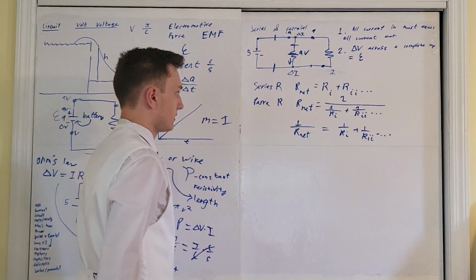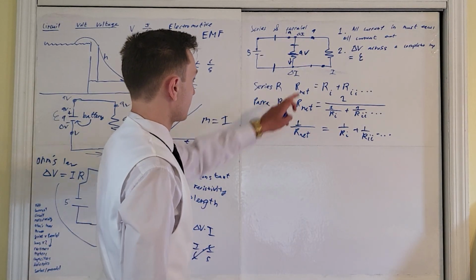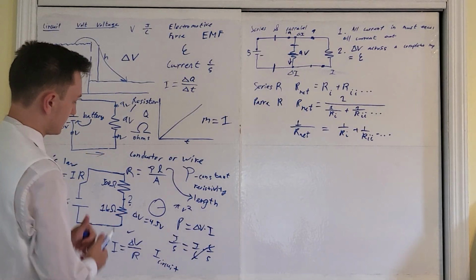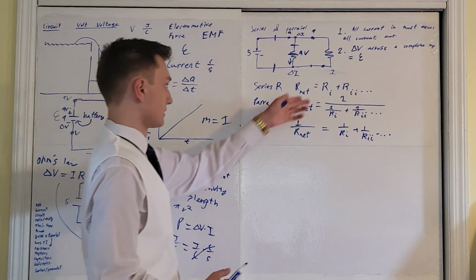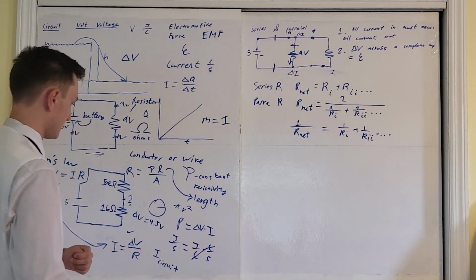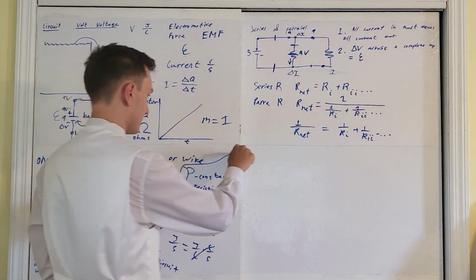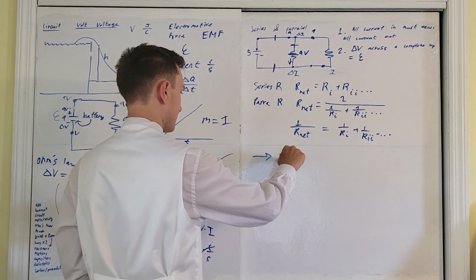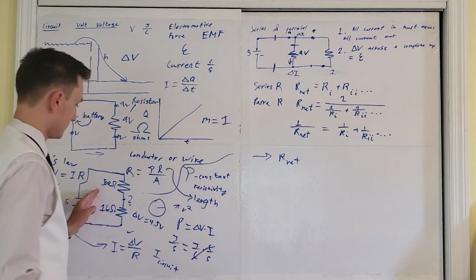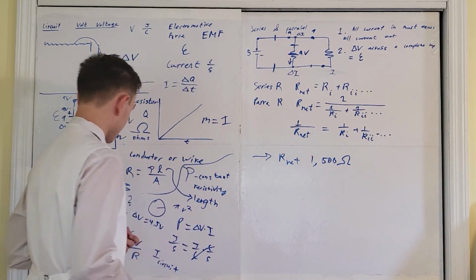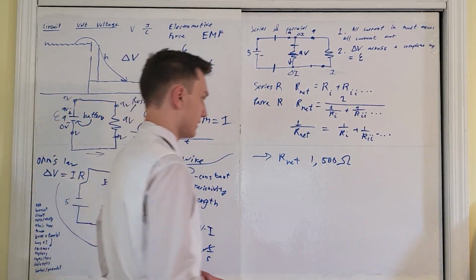Given that this equation on our reference table says that the net resistance of a set of resistors in series is equal to the sum of their individual resistances, I can say that in this example, if I bring it over here, the net resistance in my series circuit right here is 1500 ohms. So the net resistance across both resistors is 1500 ohms.